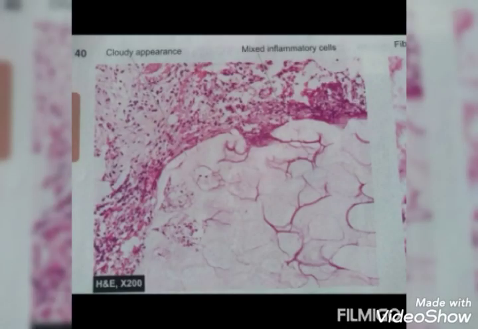Here this picture is showing fat necrosis in acute pancreatitis. There is a cloudy appearance of adipocytes, coarse basophilic granular debris, while the periphery shows a few mixed inflammatory cells. So it shows a cloudy appearance and mixed inflammatory cells in the periphery.